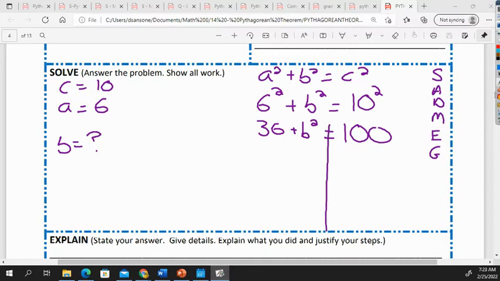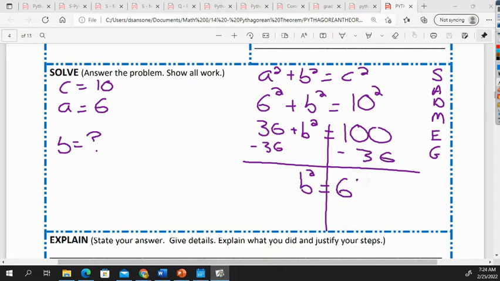So I put my bar down as I always do. In SAD-MEG, subtraction and addition comes first. So I'm going to subtract 36 from both sides. If I subtract 36 from both sides, I am left with B squared equals 64.